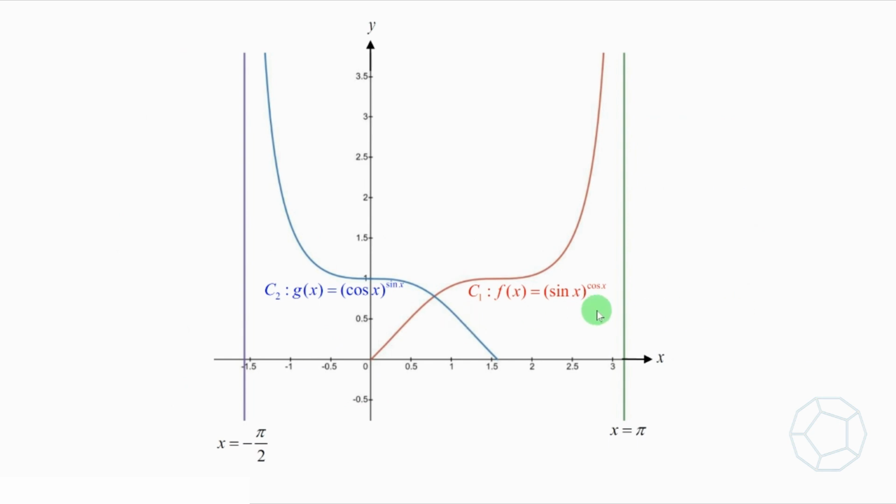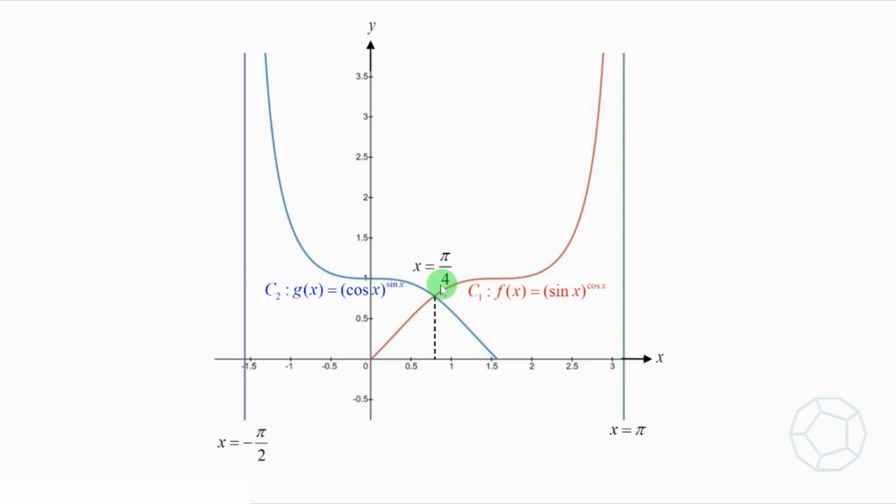Let's have a look at the two graphs drawn by computer software. The domain of C1 is from 0 to pi, that is quadrant 1 and 2, while the domain of C2 is from negative pi over 2 to pi over 2, that is quadrant 1 and 4. We can see that there's only one point of intersection, which is x is equal to pi over 4.